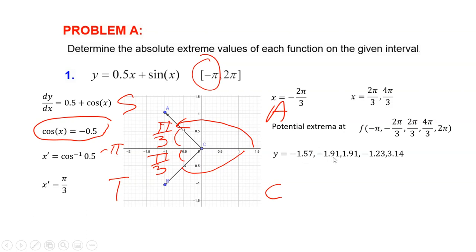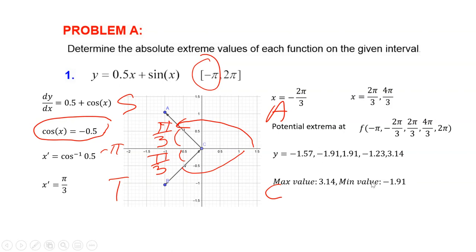1, minus 1.57, 1.91, 1.91, minus 1.23, and 3.14. So it means that the max value is 3.14, which I'm sure you'd recognize would be pi, and the minimum value is minus 1.91. We simply have to put all of these numbers back into the original function. When you evaluate it, you inspect the numbers: the biggest is your max, the smallest is your min, and you're done.